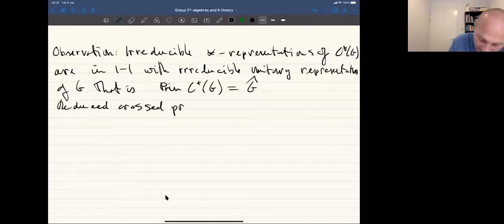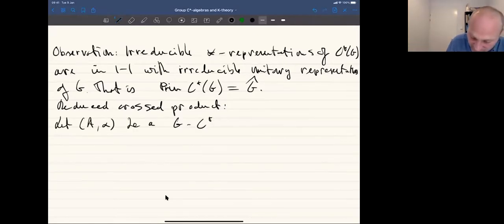And then by specializing to the case that A is equal to C, we get the reduced C-star algebra. But let's first discuss this reduced cross product, because you construct the reduced cross product by singling out a specific representation. So again, let A, alpha be a G-C-star algebra.